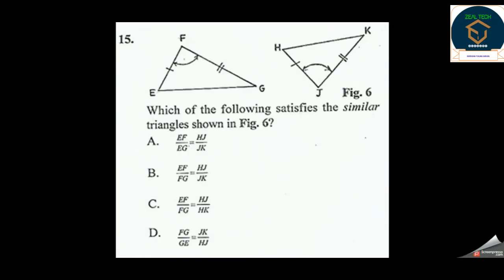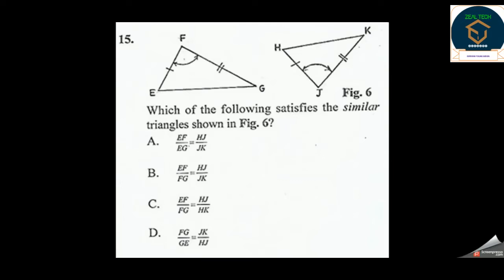Question 15. Now, this question is based on the idea of a similar triangle. So you can see that this side EF is the same as HG, and then JQ is the same thing as FG. The same way apply that EG is the same thing as what? HK. So their measurements are the same.